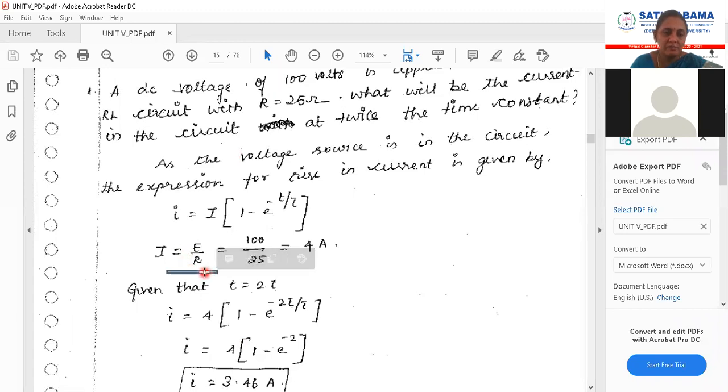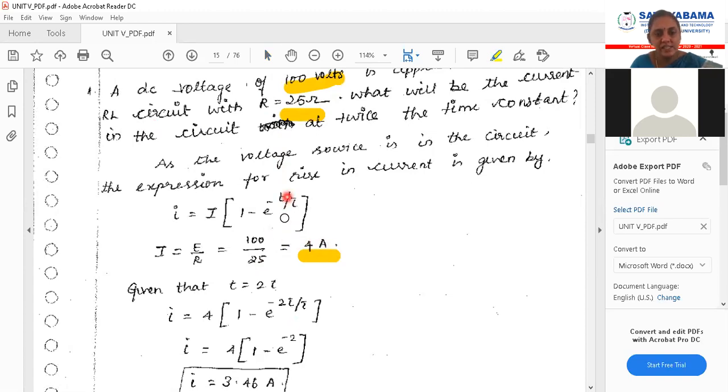Now what is E by R? It has been given here. What is E? E is the 100 volts. And what is R? R is 25. So you will get 4 amps. Okay, so the current value has been obtained.